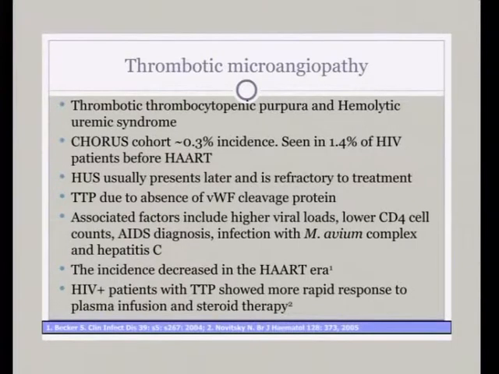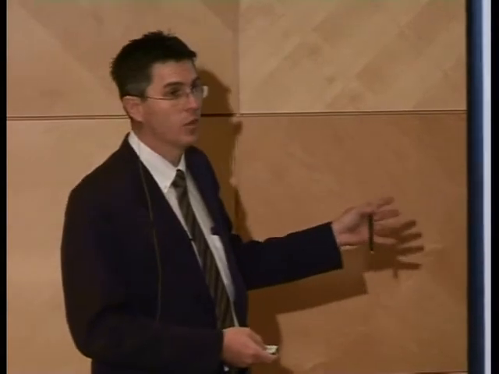The incidence has increased in the HAART era, and this is also a nice paper produced in 2005 by Prof. Nick Novitzky of Groote Schuur Hospital, in which they've shown that plasma infusion is effective to treat TTP in patients that are HIV infected, as opposed to plasmapheresis, which is still the gold standard. Much cheaper this, if the patient can tolerate the volume.